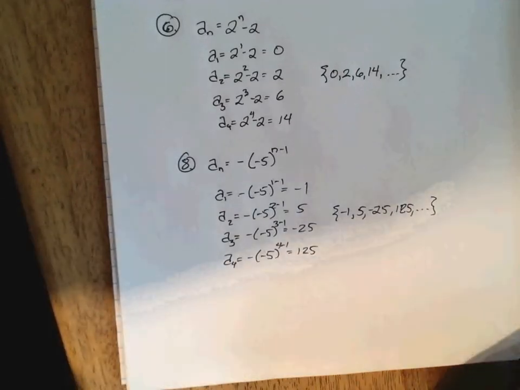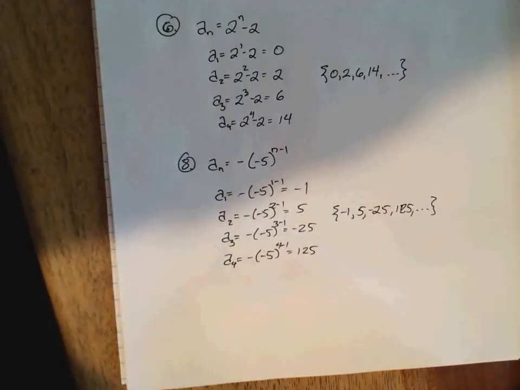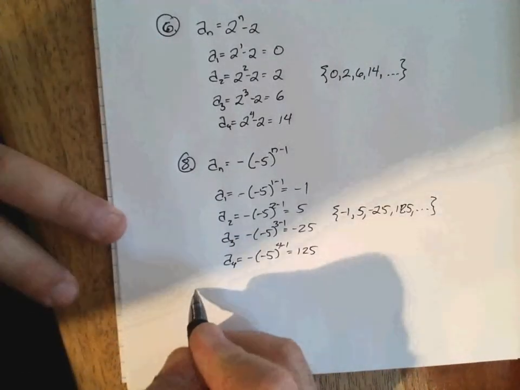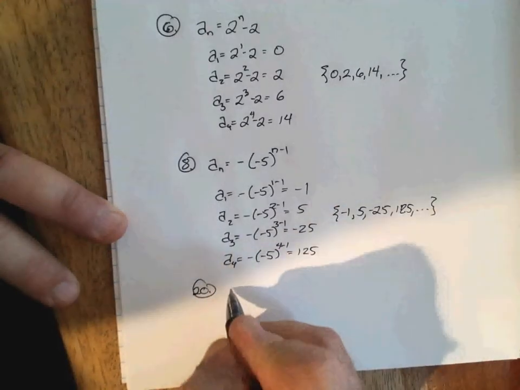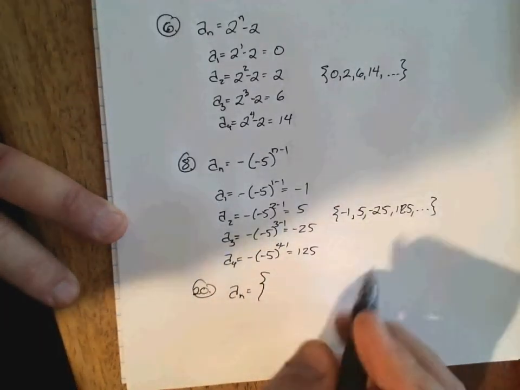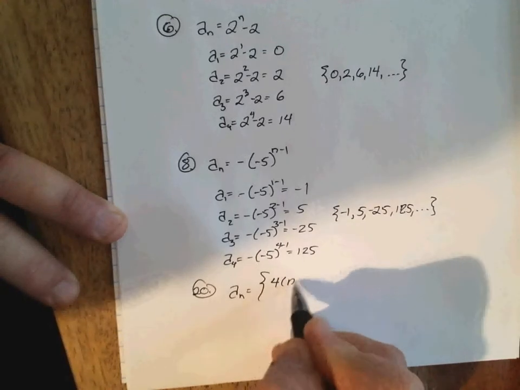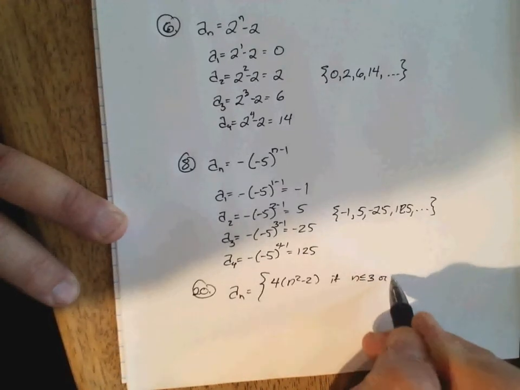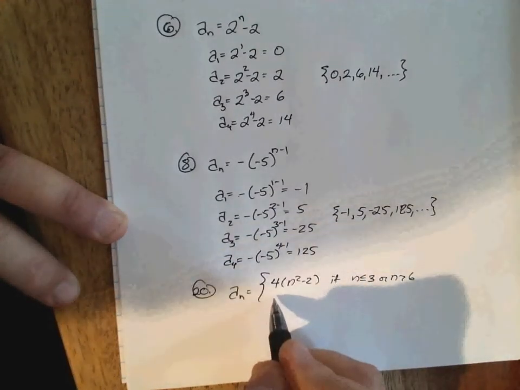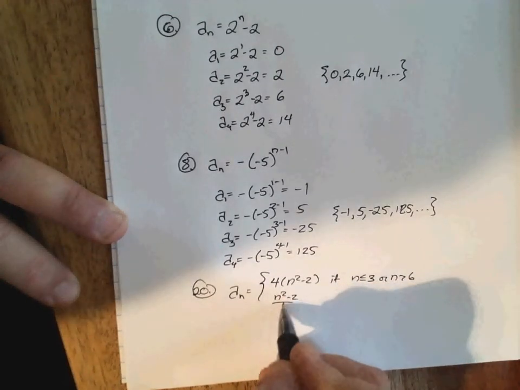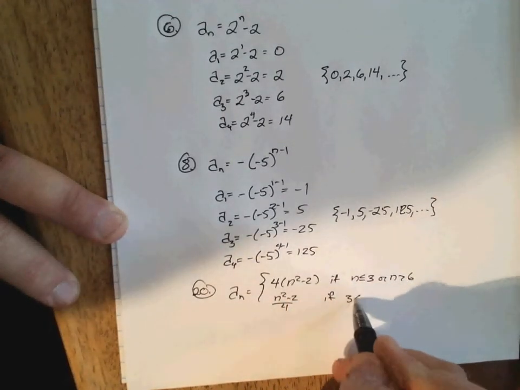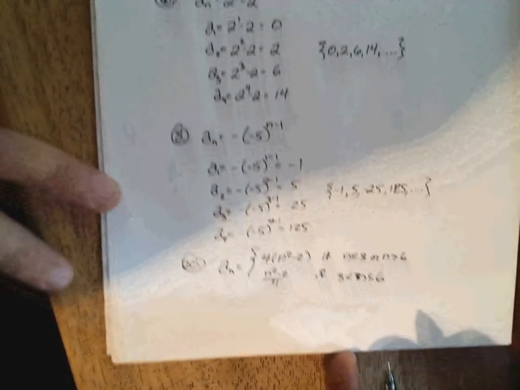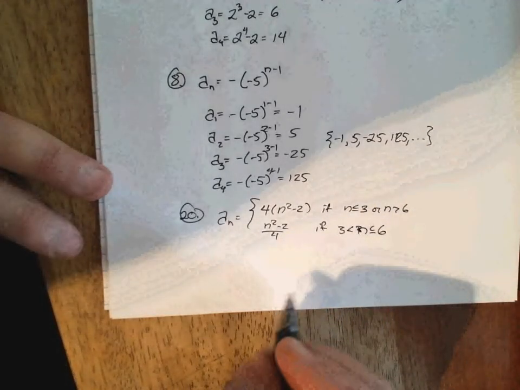Okay. All right, let's try a piecewise defined sequence. So in this problem, the generating function is given in two pieces. It's either 4 times (n squared minus 2) if n is less than or equal to 3 or n is bigger than 6. Otherwise, it's (n squared minus 2) over 4, and that's if n is between 3 and 6 in value. Okay? And we want to write down the first 8 terms now.